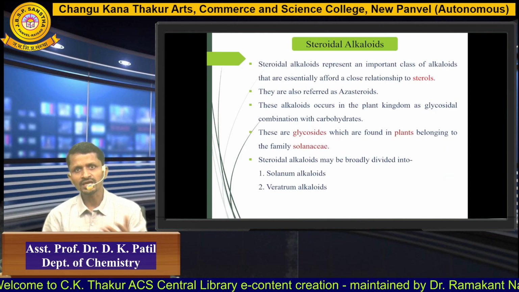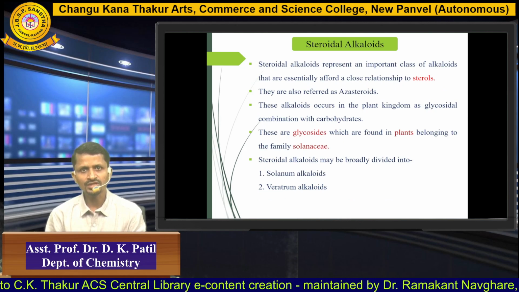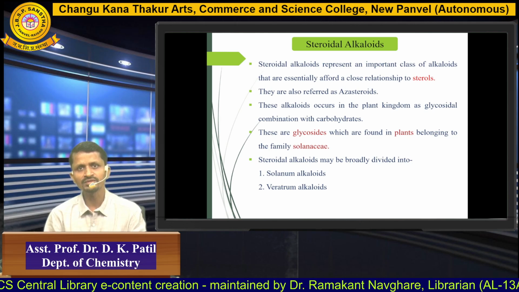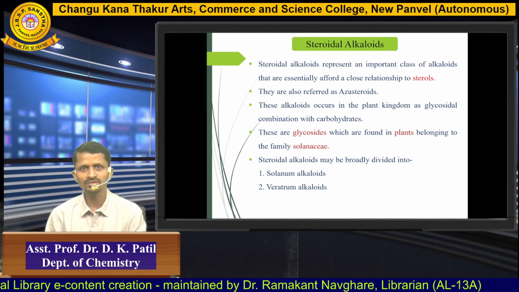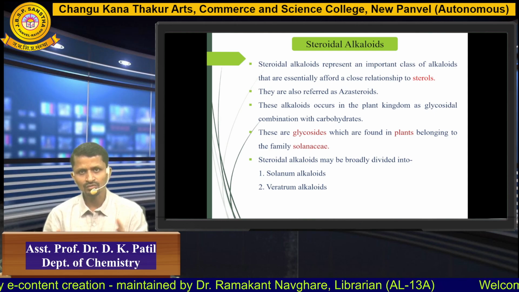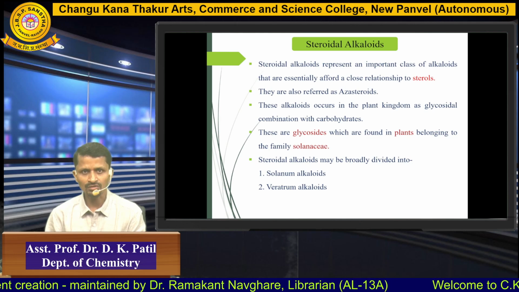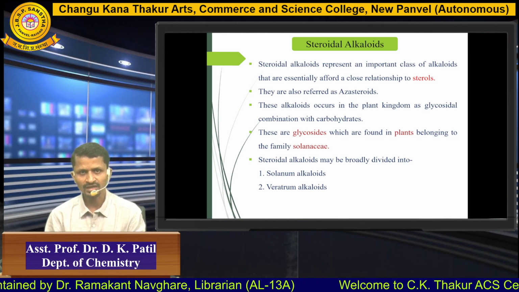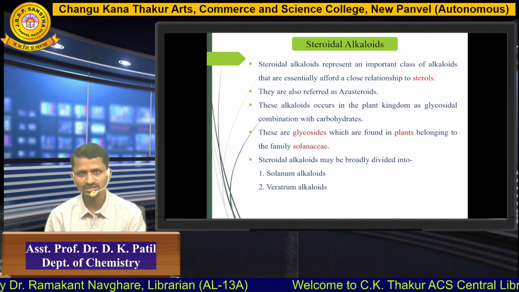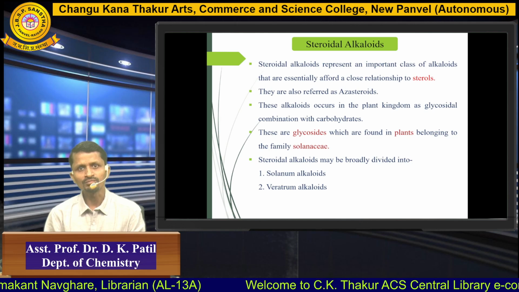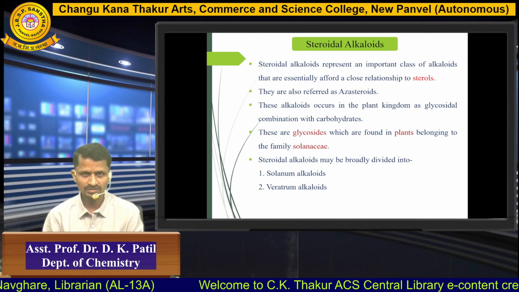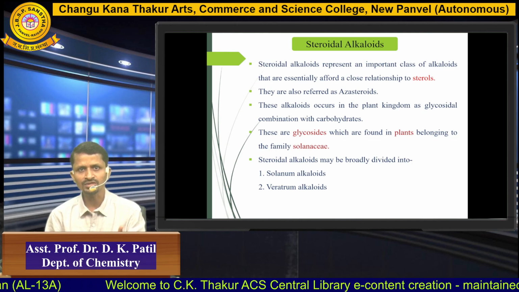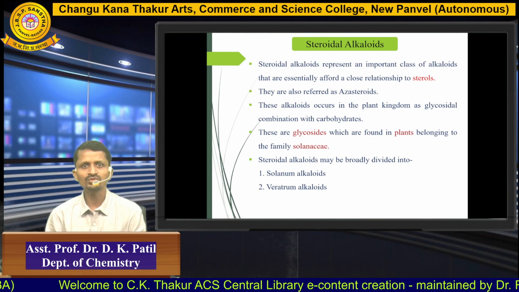The next type of steroid is the steroidal alkaloids. Steroidal alkaloids represent one of the important classes of alkaloids because they essentially show a close relationship to the sterols. These steroids occur in the plant kingdom as glycosidal compositions with carbohydrates. These glycosides are found in plants belonging to the family Solanaceae.